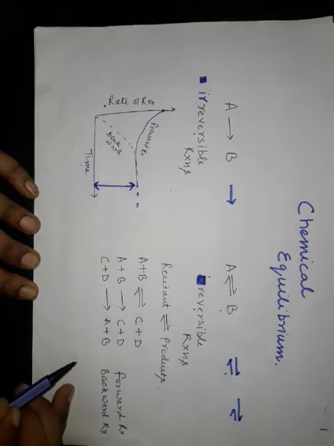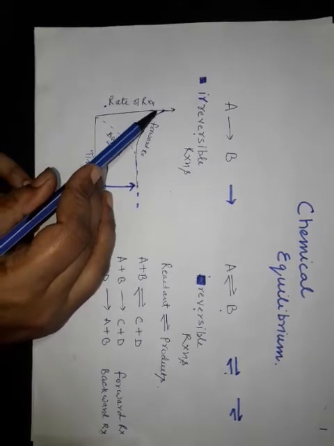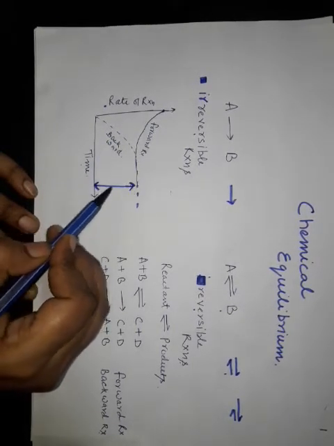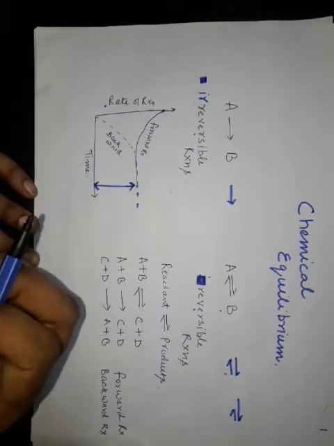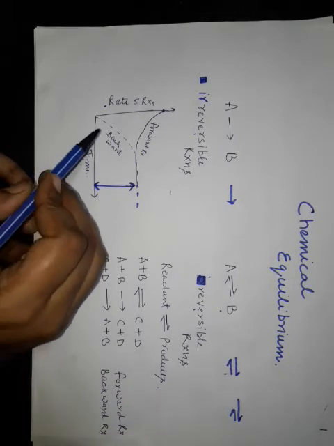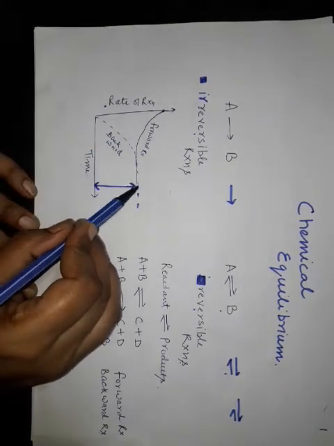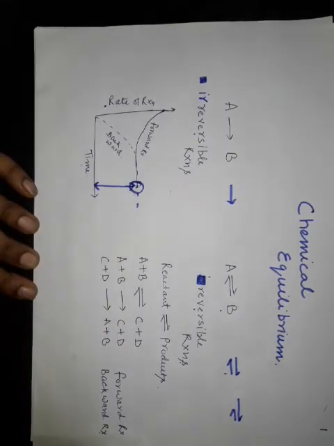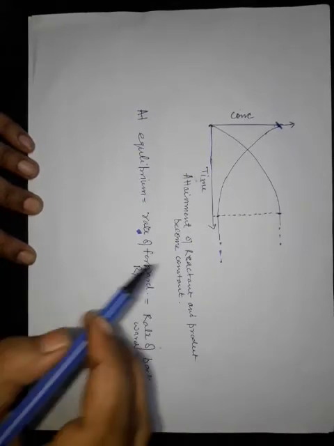That can also be explained with the help of a graph. When the rate of reaction in the forward direction and backward direction becomes constant, that state is called the equilibrium state. Rate means consumption of reactant by time. If the rate of the forward direction and backward direction becomes constant, that state is called the equilibrium state. That can also be explained with the help of a graph.